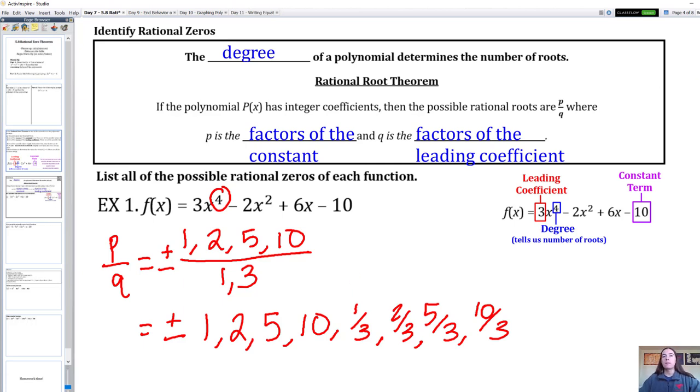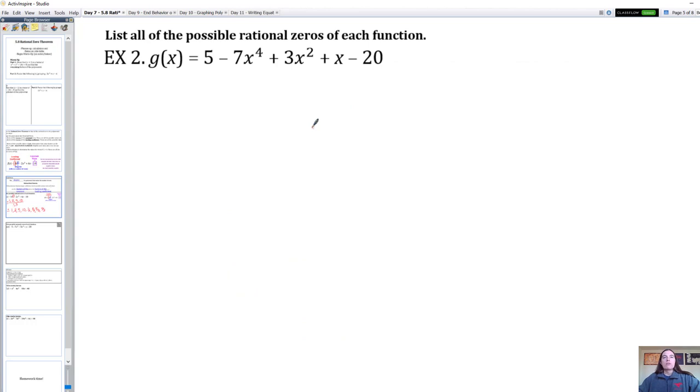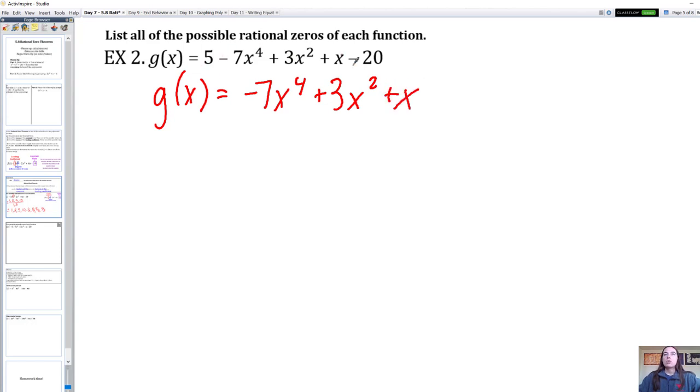Let's look at another one. g of x equals 5 minus 7x to the 4th plus 3x squared plus x minus 20. This one's not currently in standard form, so what I'm going to do is put it in standard form first, and then I'll figure out what my P and Q are. So in standard form, the highest degree goes first. That's this degree of 4. So I have negative 7x to the 4th plus 3x squared plus x. And then I have 2 constants that I can combine. So I have 5 minus 20, which is negative 15.